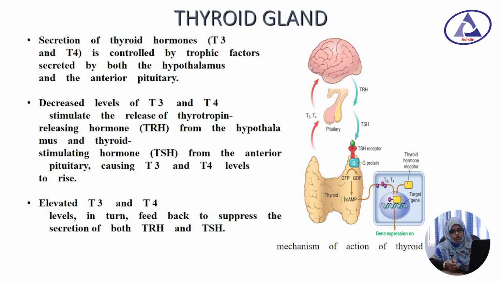Now, how are the thyroid hormones regulated? The secretion of the thyroid hormones, that means T3 and T4, is controlled by trophic factors, which are secreted by both the hypothalamus and the anterior pituitary. When there is a decreased level of T3 and T4, that stimulates release of thyrotropin releasing hormone from the hypothalamus and thyroid stimulating hormone from the anterior pituitary, causing the T3 and T4 levels to rise. And so elevated T3 and T4 levels in turn feed back to suppress the secretion of both thyrotropin releasing hormone and thyroid stimulating hormone.